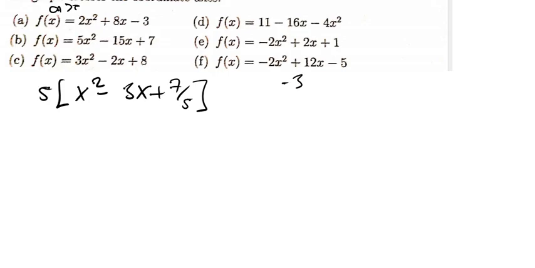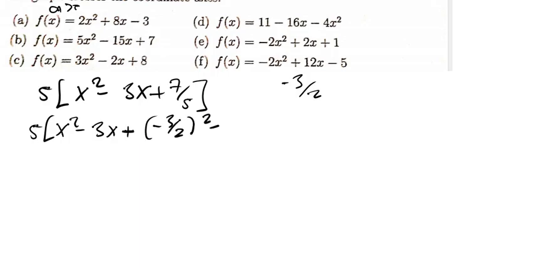So you divide it by 2. That is half. So it will be 5, open bracket, x minus 3 over 2, but you square it, then minus, again negative 3 over 2, you square it, plus 7 over 5, like that.